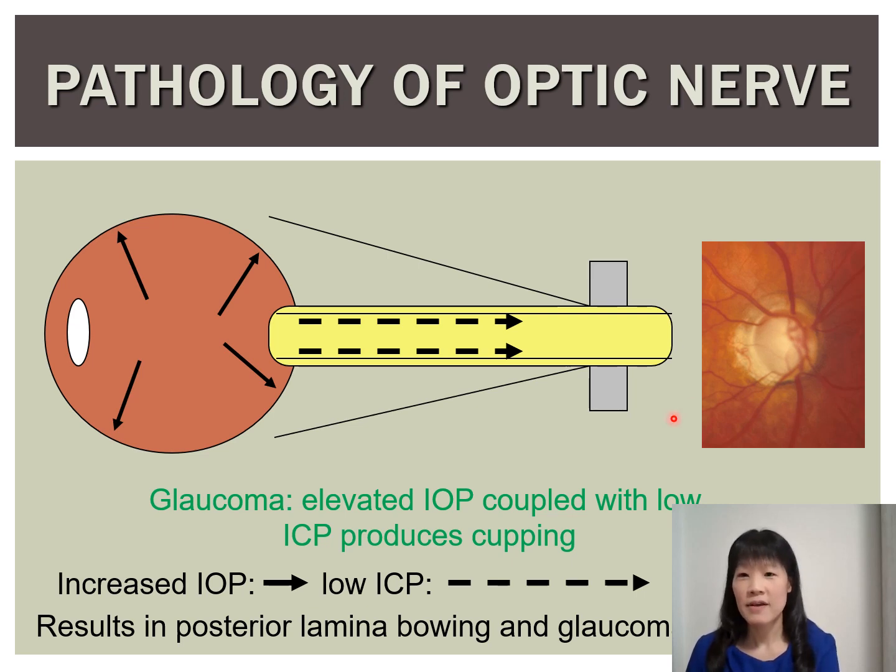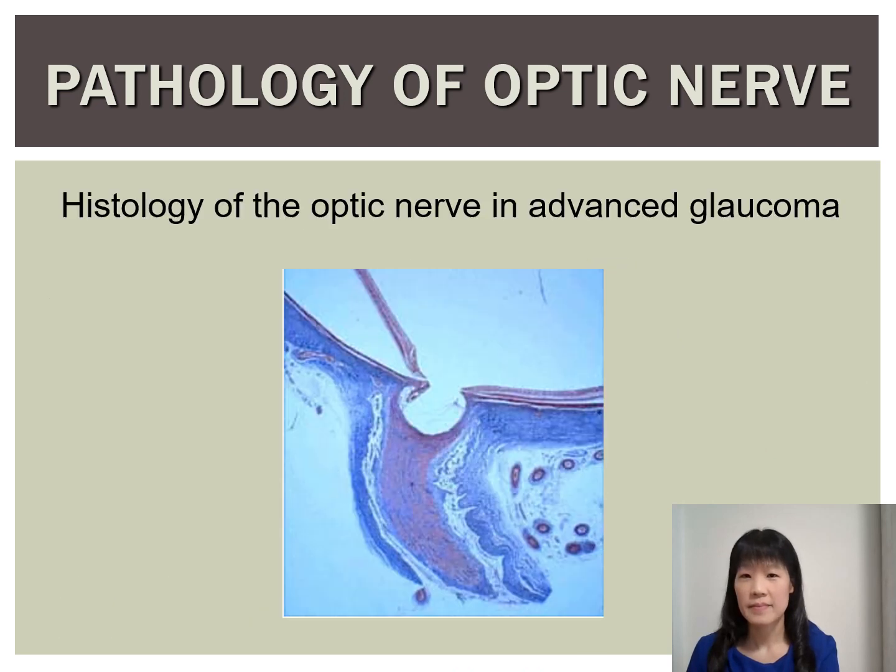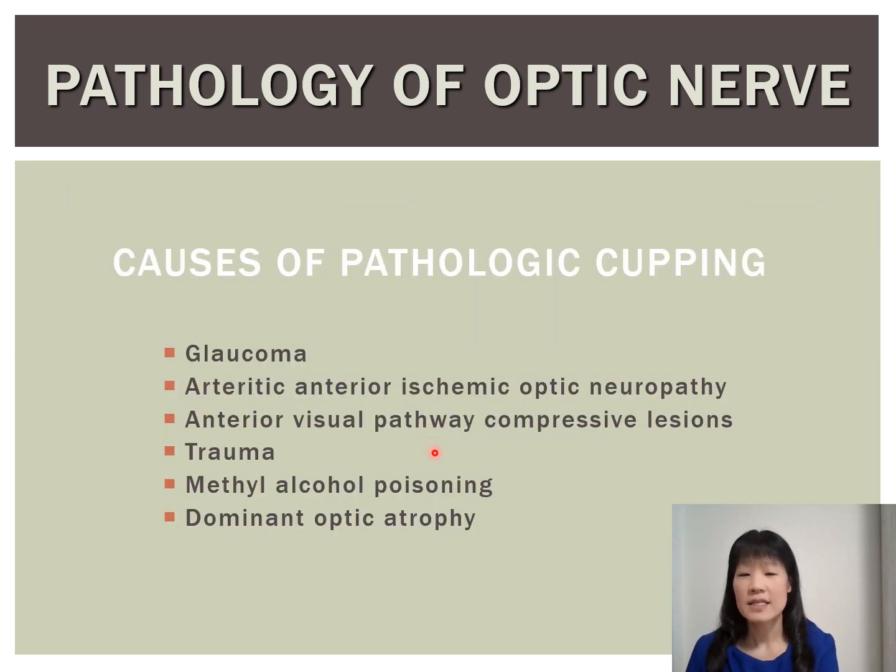Here, glaucoma, for you people who like subtleties, glaucoma very simplistically is called high eye pressure as a main risk factor, but in some glaucoma patients there can be low intracranial pressure. So the combination of high eye pressure or relative high eye pressure with relative low intracranial pressure can cause posterior laminar bowing and cupping. So again, here's histology of beanpot cupping in the glaucomatous optic nerve. So the bottom line is the most common cause of optic nerve cupping is glaucoma.